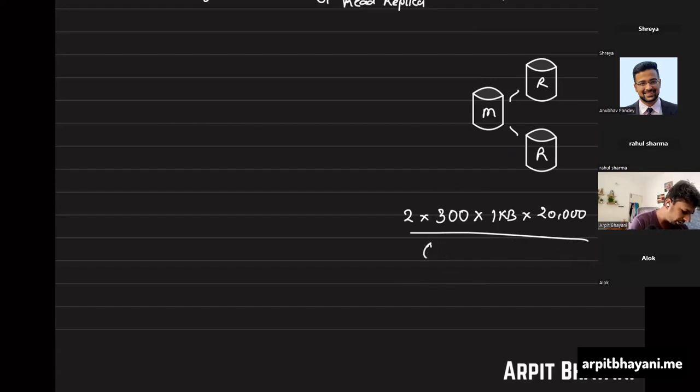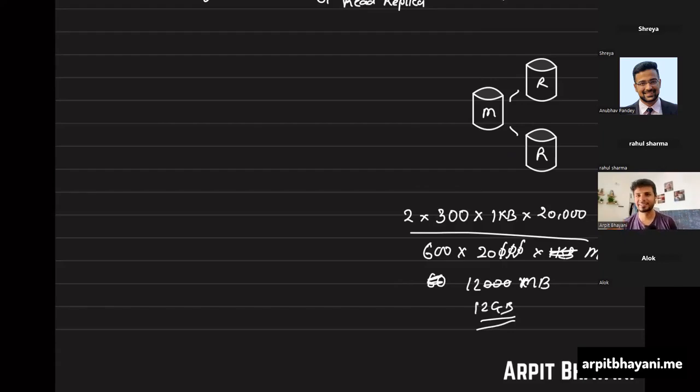So 2 into 3 is 600 into 20,000 into 1 KB, right? So I cut this 30 and this KB becomes MB. So 6 2s are 12 and I add 3 zeros. So many MBs, which means 12 GB. This is peanuts. Right? So one node will be able to handle the data, correct?